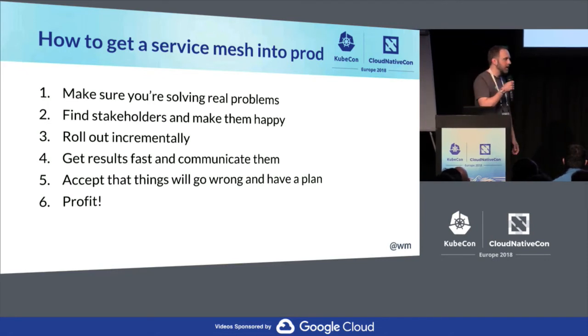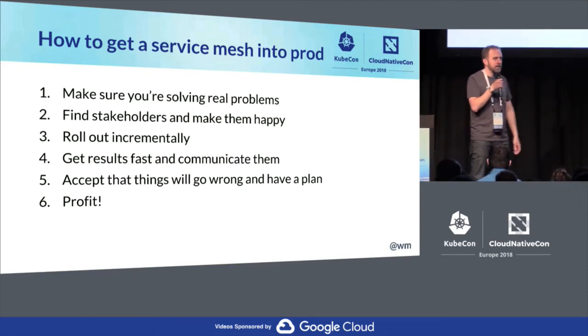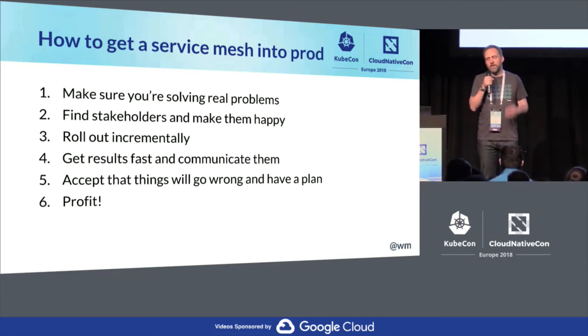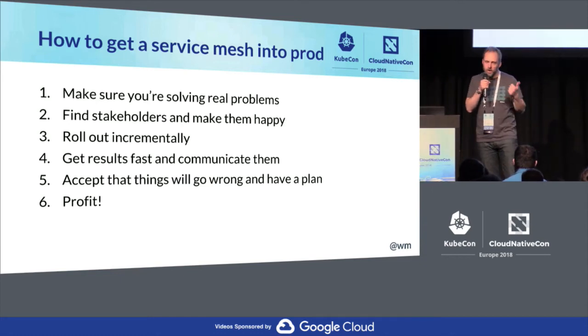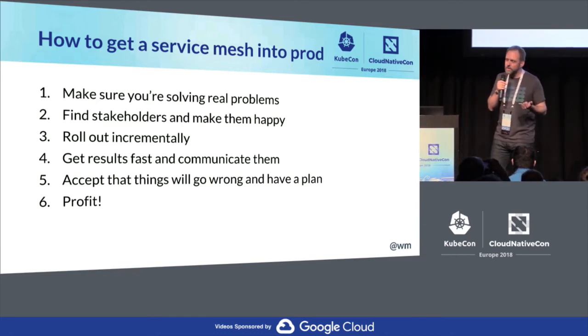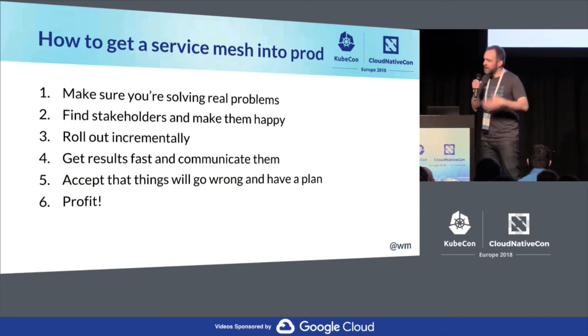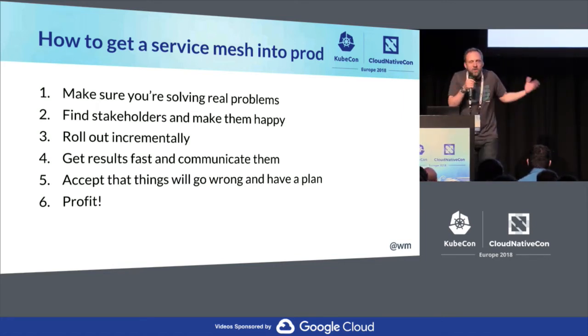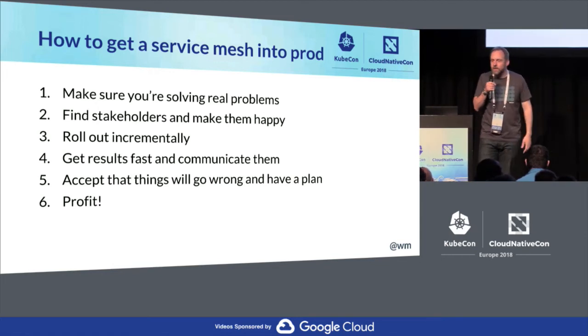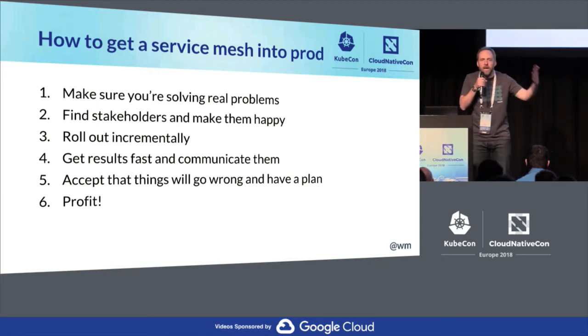All right, so I'm going to sum it up in 6 easy steps. Number 1, make sure you're solving real problems, right? Not, I need a service mesh. You've got to have a concrete problem in there. Find the stakeholders, make them happy, by communicating, by understanding what they're worried about, by mitigating those concerns. I didn't talk too much about that, but there's a lot to be done there.